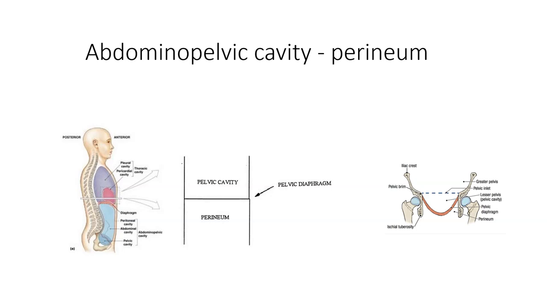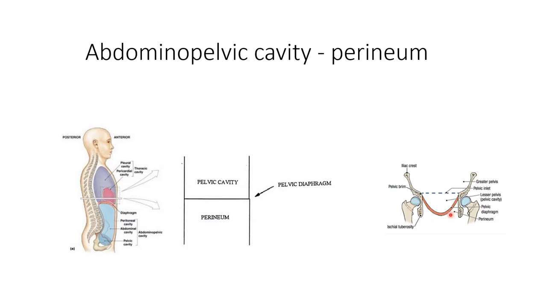The cavities of thorax are the pleural and pericardial cavities. The cavities of abdomen are the abdominal cavity and the pelvic cavity. The pelvic cavity opens outside into the perineum. The pelvic cavity and the perineum are separated by the pelvic diaphragm. The pelvic diaphragm is formed by two muscles, the levator ani and the coccygeus muscles.